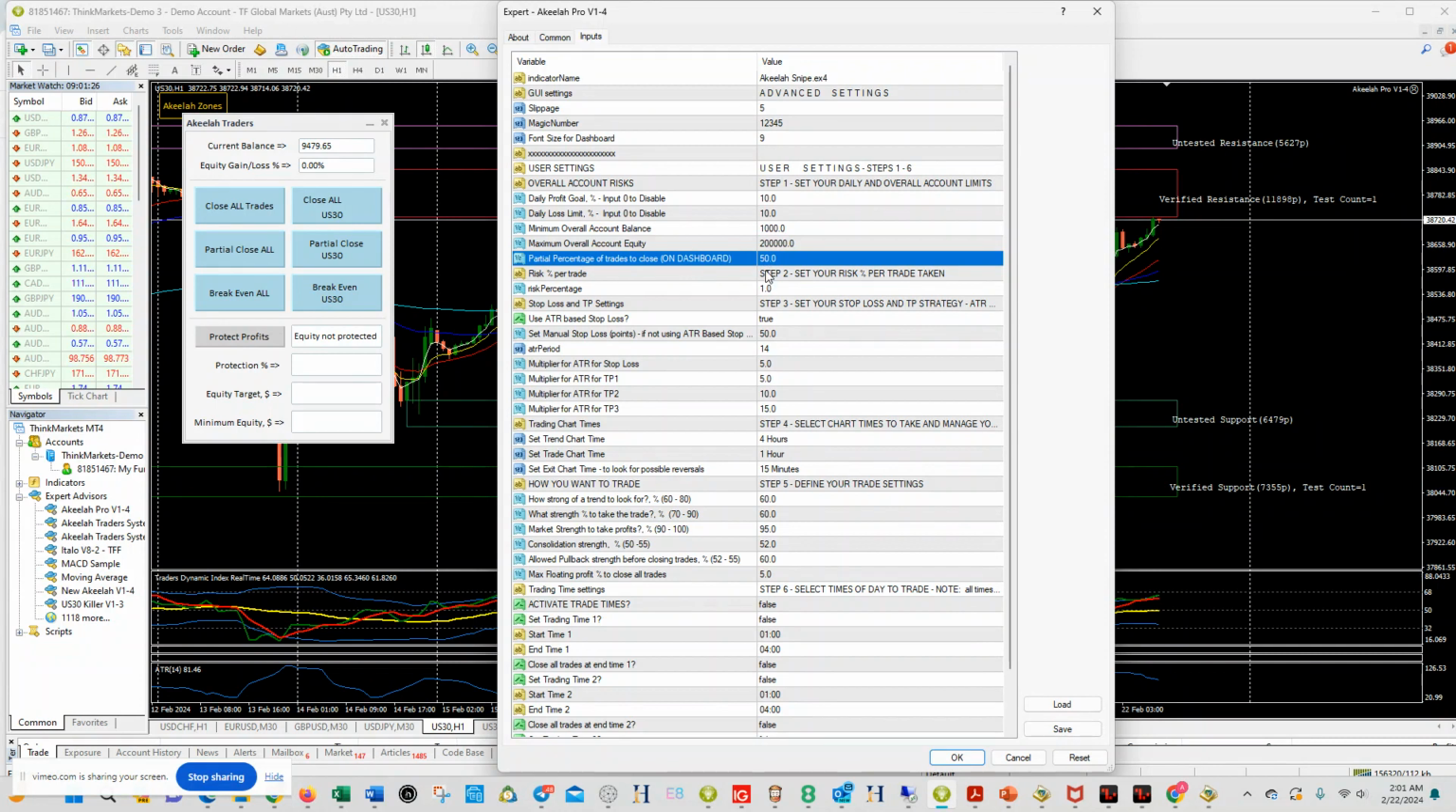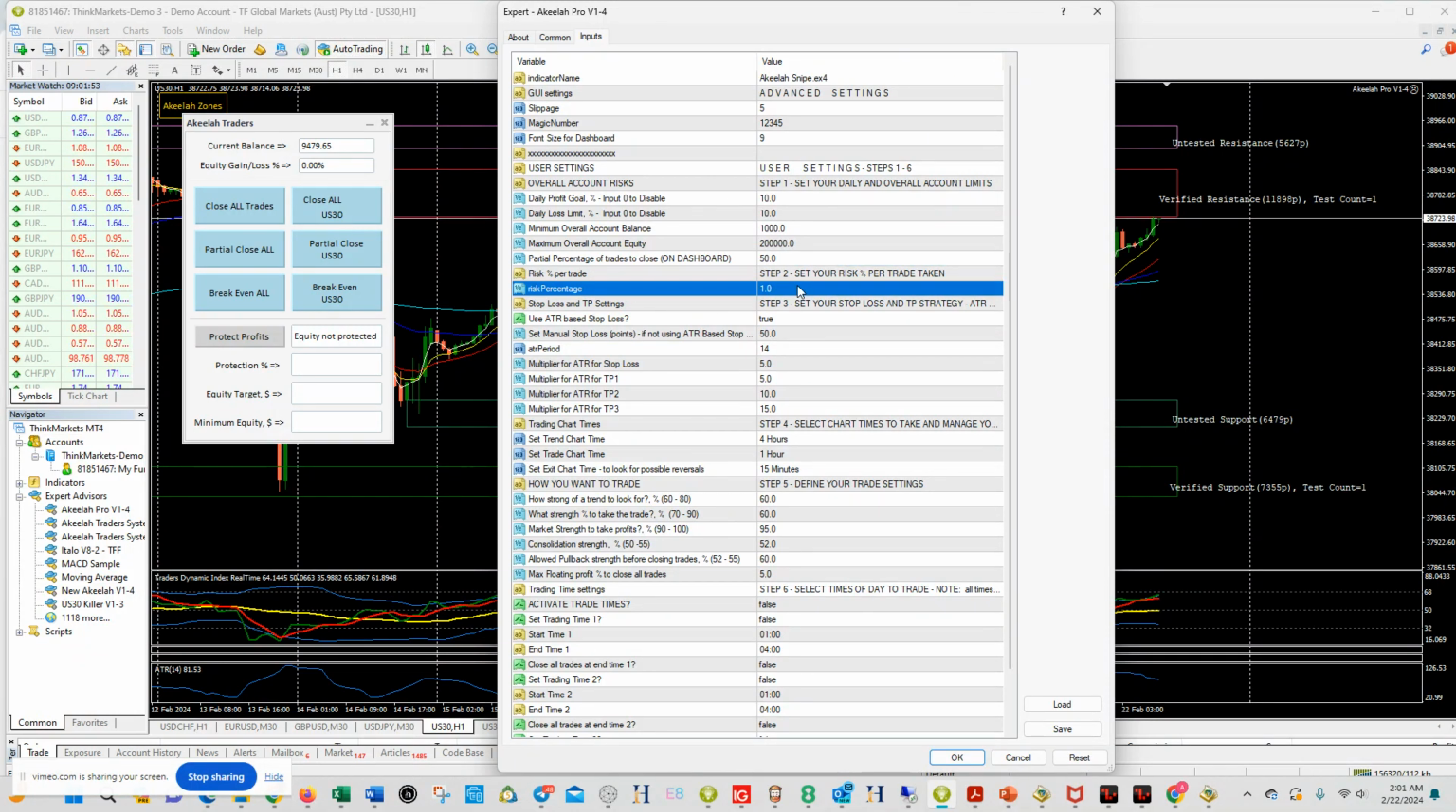is dashboard settings here. This is just a percentage of when I'm running, if I want to interact with the system on my dashboard, I have the ability to close all of my trades, or to partial close those trades. And so this is the partial percentage. It's asking me what percent of my trades do I want to close if and when I hit this button during active trading.